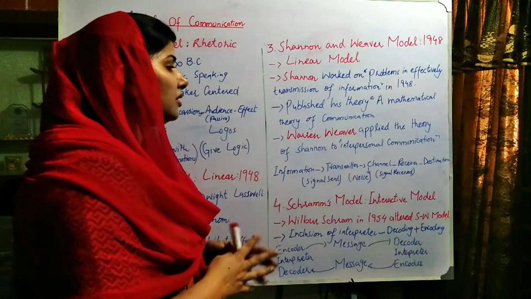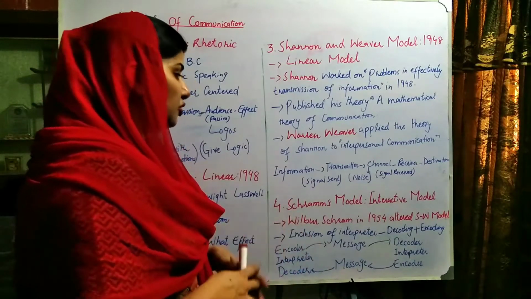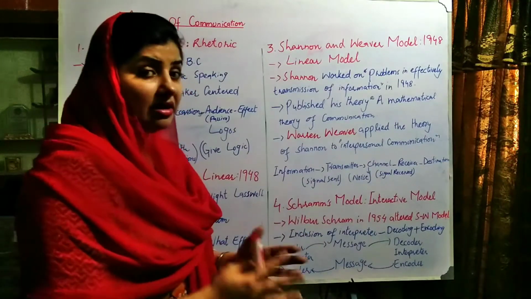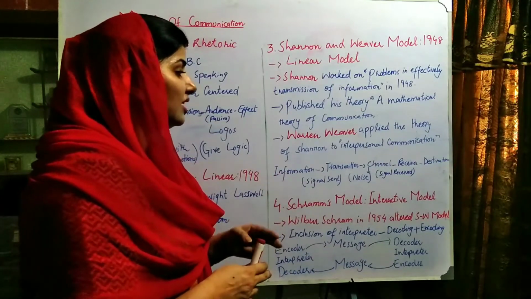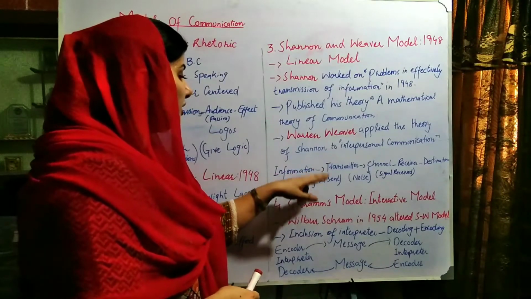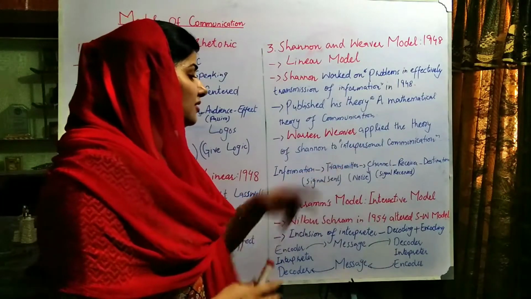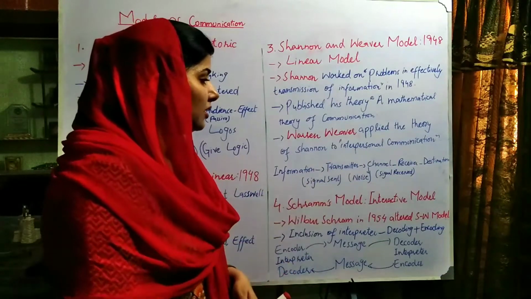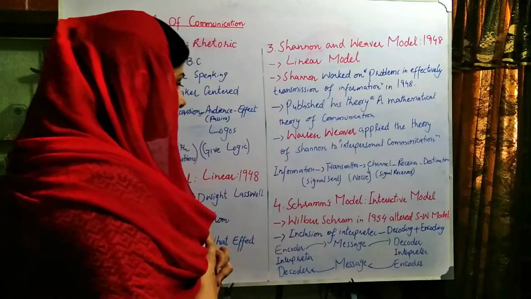Then Warren Weaver applied this theory of Shannon to interpersonal communication and the model narrates itself as information, transmitter, channel, receiver, destination. Between information and transmitter, the signal is sent. When there is a channel, there is noise, and between receiver and destination, the signal is received.